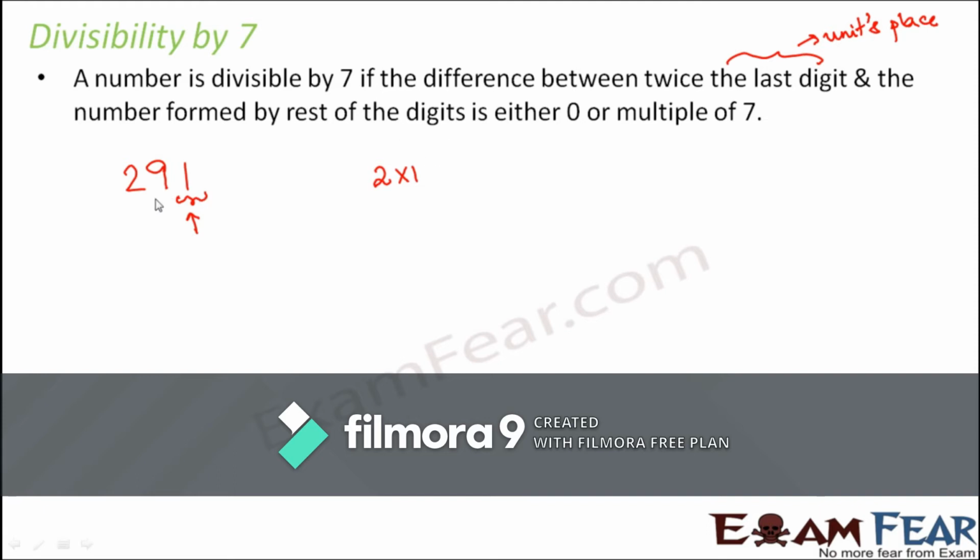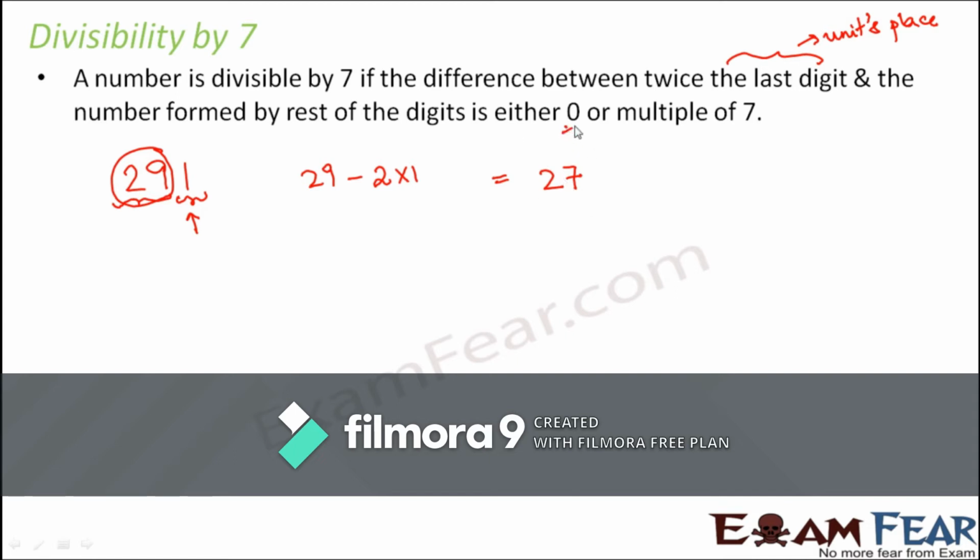And the number formed by the rest of the digits. What is the rest of the digits? The number that is formed by the rest of the digits is 29. So you have to find the difference between these two. So 29 minus 2 into 1. So twice the last digit and the remaining number, the difference of these two numbers needs to be found out. So what is the difference in this case? It is 27.